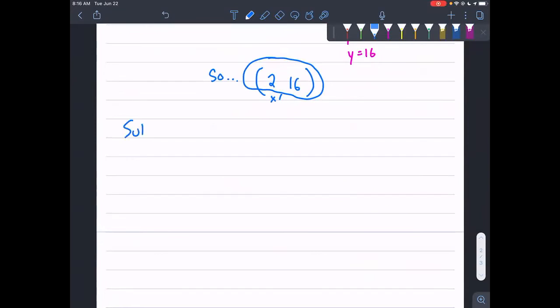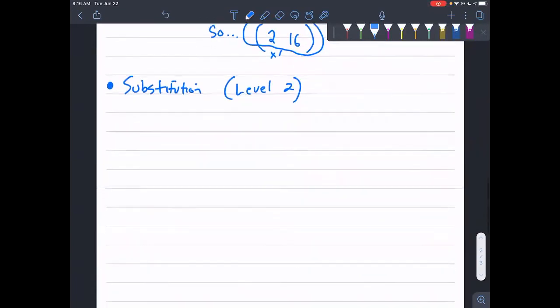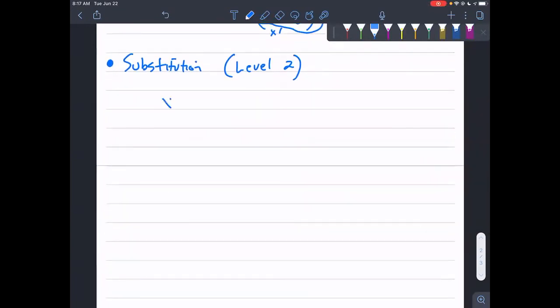Okay, substitution. Level 2. Here we've got x equals negative 8y, and we've got negative x plus y equals 18.